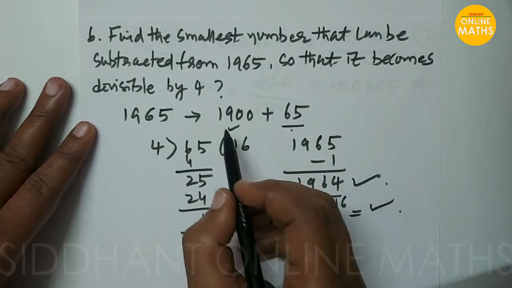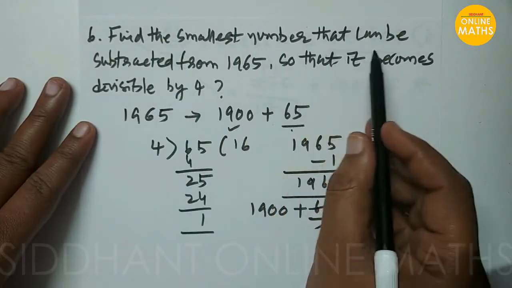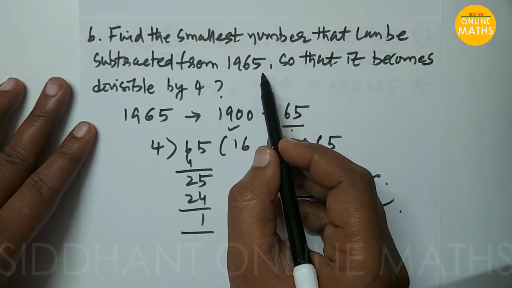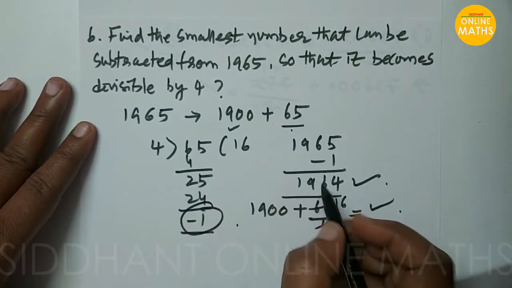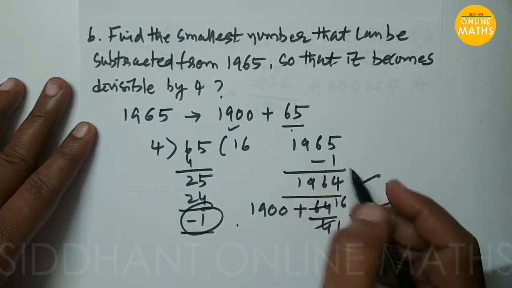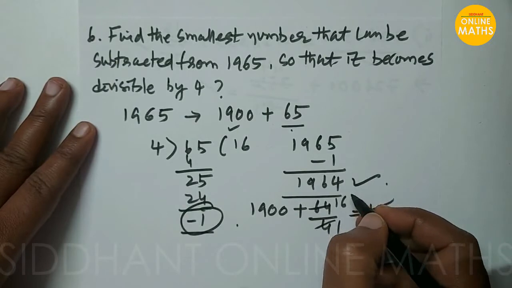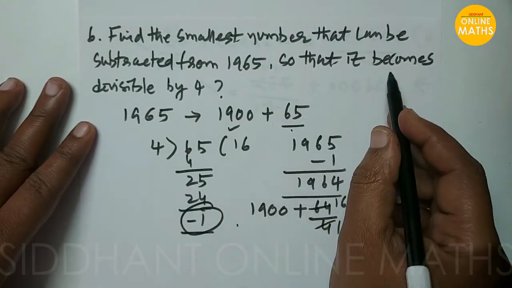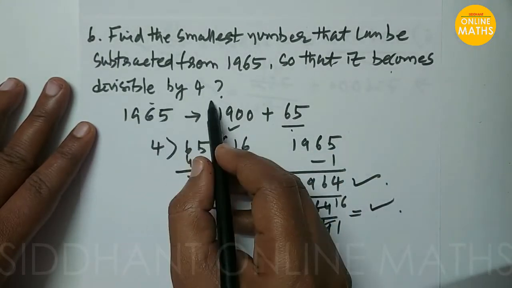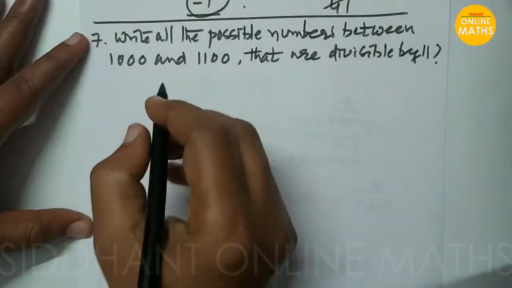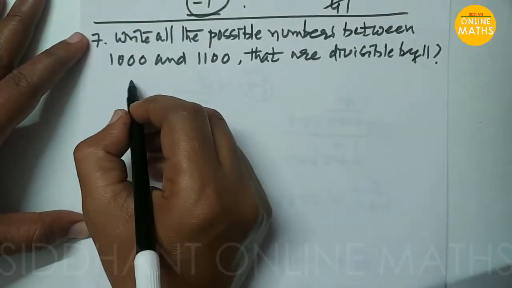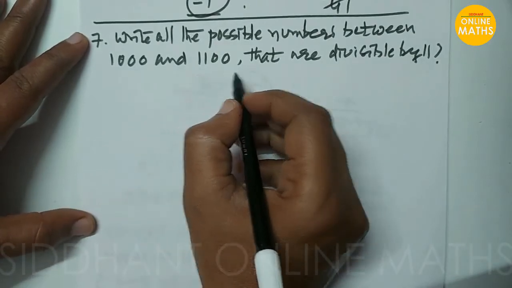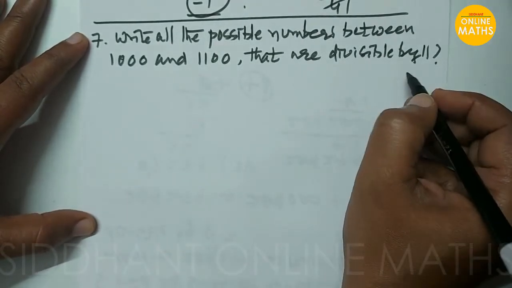That means in the question, find the smallest number that can be subtracted from 1965. We have to deduct 1 from this number, then we get 1964, and this 1964 becomes divisible by 4. Seventh question: write all the possible numbers between 1000 and 1100 that are divisible by 11.